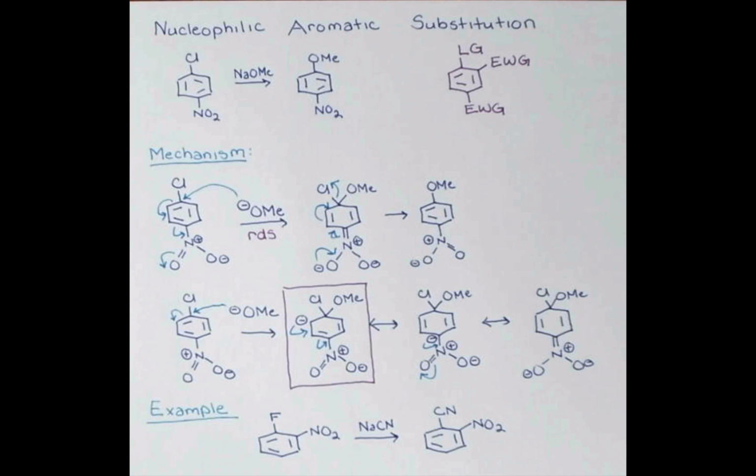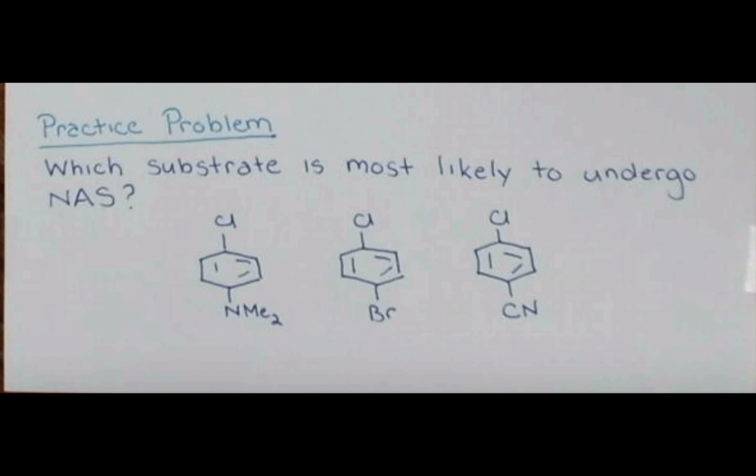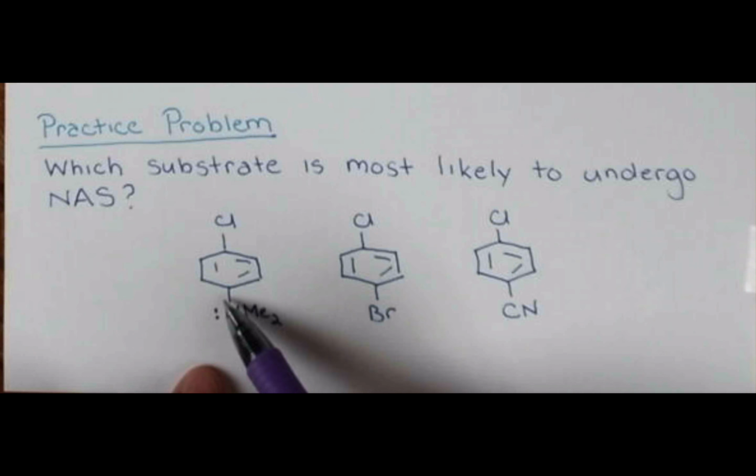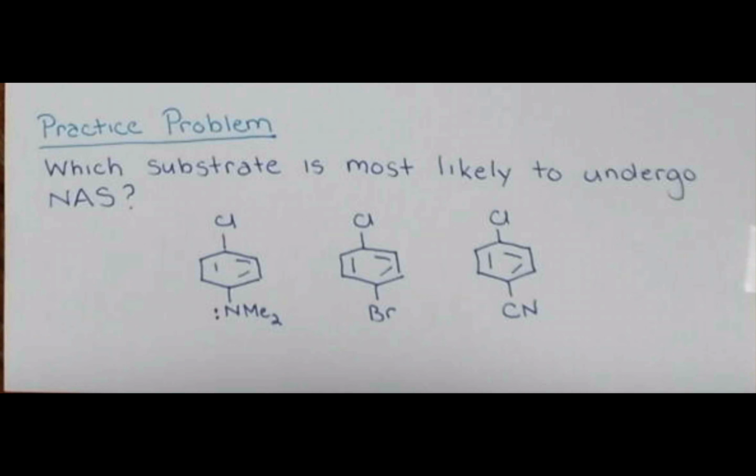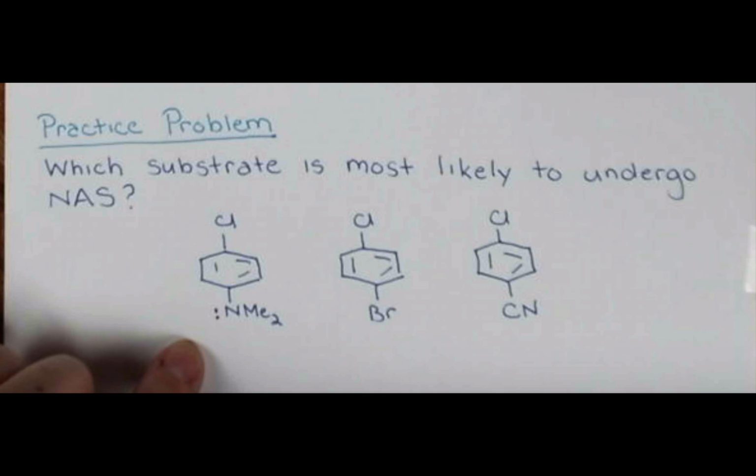Let's do a quick practice problem to see if you've got this down. Take a look at these 3 substrates. Pause the video if you need to and see if you can work out which of these is most likely to undergo nucleophilic aromatic substitution. Okay, so we're looking for the substrate with an electron withdrawing group. The first one is no good. This nitrogen has a lone pair that actually can donate electron density to the ring by resonance. This is not an electron withdrawing group.